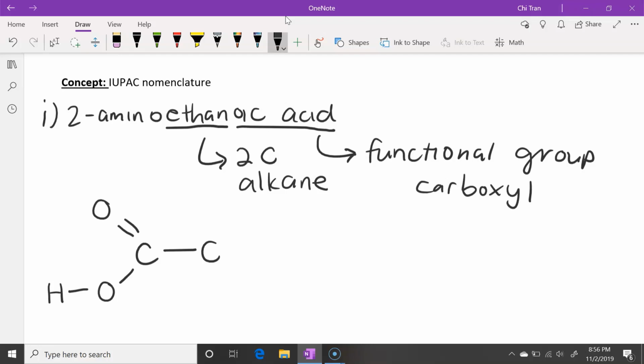Next, we look at the front of the name. So we have 2, which means on the second carbon, which is this one right here, we will have the substituent group, the amino group. So we can add that in, and the amino group is NH2. So we have a carbon bonded to a nitrogen bonded to 2 H's. And then we can complete this compound by adding the hydrogens, and we have the finished organic compound.